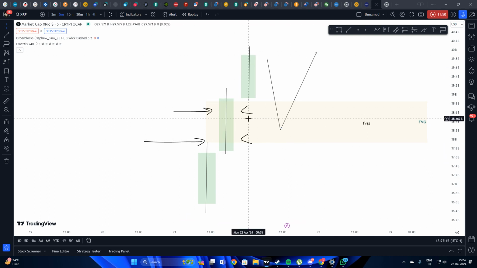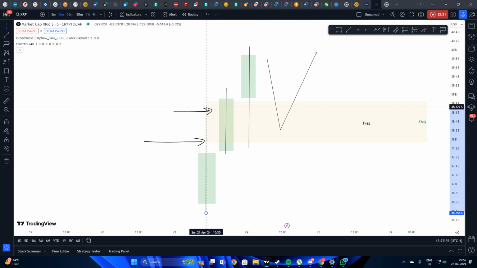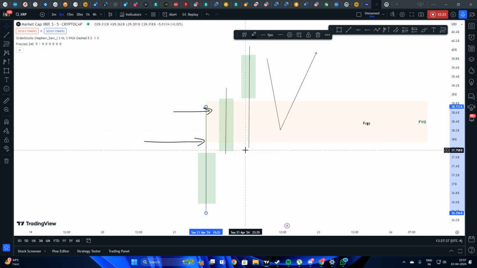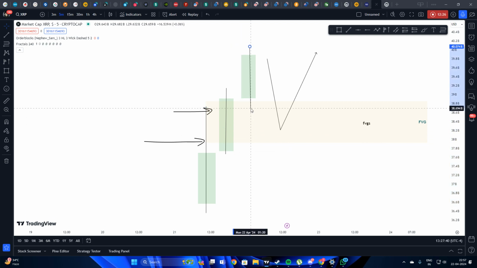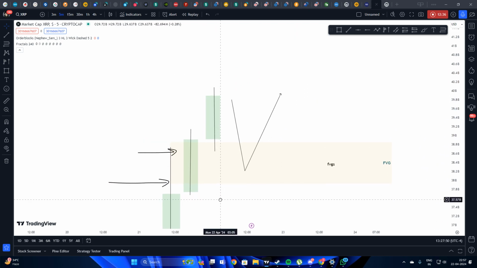But what does not constitute an FVG is when the third candle's wick goes down so far that it equals out or goes beyond the leftmost candle, or when the leftmost candle's wick is so big that it leaves no gap between the two wicks. That makes no FVG in this case.